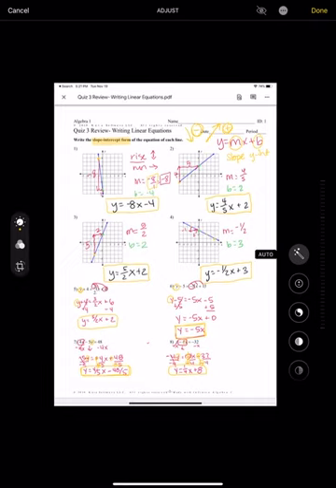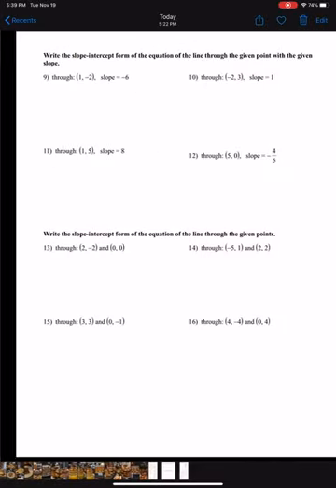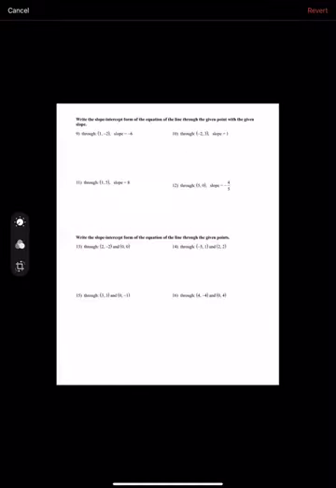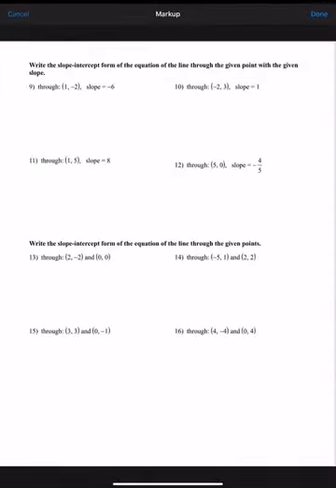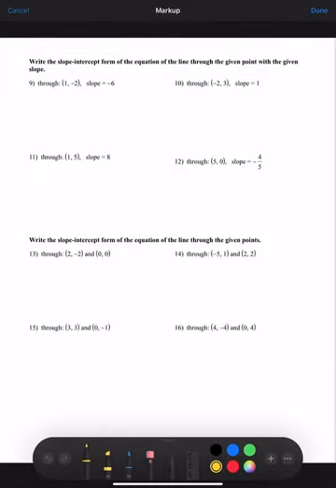Okay, moving on to the next page. These are the ones that we were working on more so this week. Okay, so we are writing, once again, the slope-intercept form of the equation of the line through the given point with the given slope. And then down here, we're writing the slope-intercept form of the equation of the line through the given points.